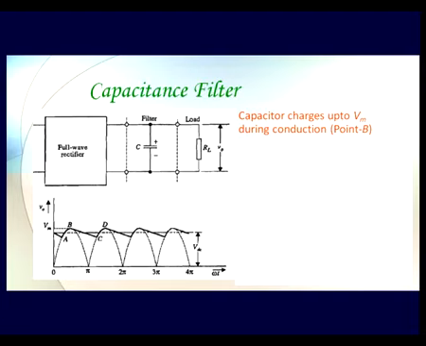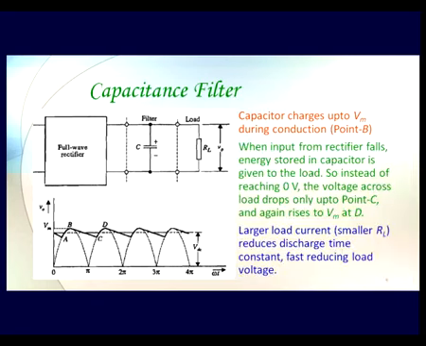So again it regains the value up till D, and again in the next portion it delivers that energy to the load. Effectively, the voltage looked upon by the load is not varying from 0 to Vm, but varying around VDC, charging and discharging around this value of effectively VDC. So when input from the rectifier is falling, the energy stored in the capacitor is given to the load, and instead of reaching 0 volt, the voltage now just reaches up to point C and again rises up to point D. So we are now able to convert this pulsating DC into much smoother DC.